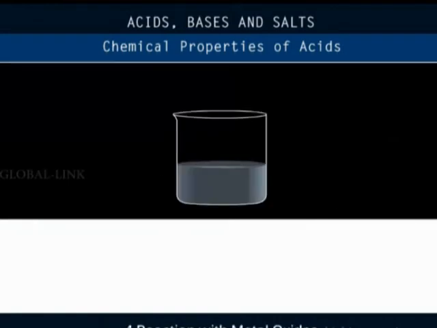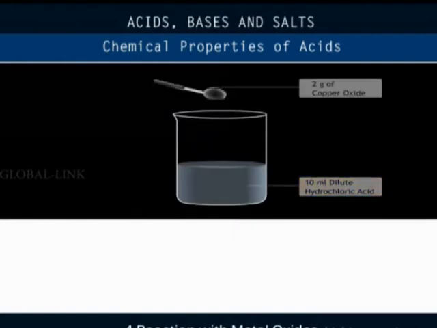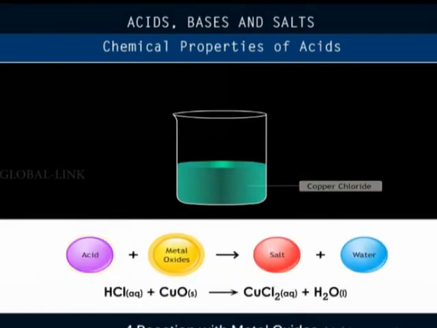Reactions with metal oxides. We take 10 milliliters of hydrochloric acid in a beaker, and then we add 2 grams of copper 2 oxide. We stir the mixture continuously. The black solid disappears and a blue-green solution is formed. This solution is copper 2 chloride. And so acids react with metal oxides to form salts and water.